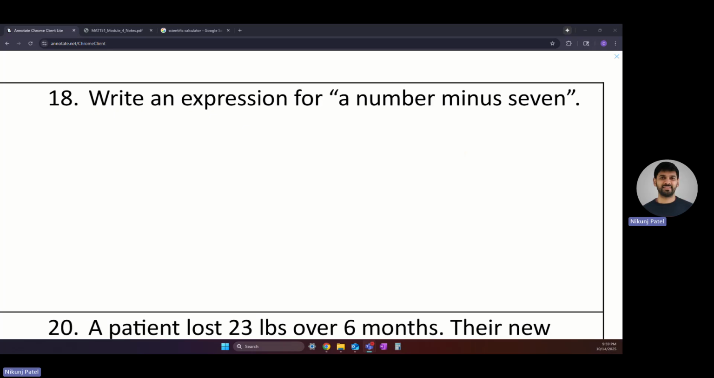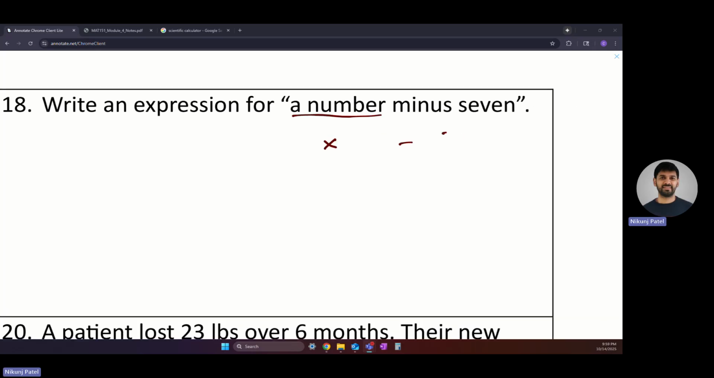Number 18 says write an expression for a number -7. So again, a number is like x, and now you can see there's a minus there and 7. So there it is, x -7. Pretty straightforward.